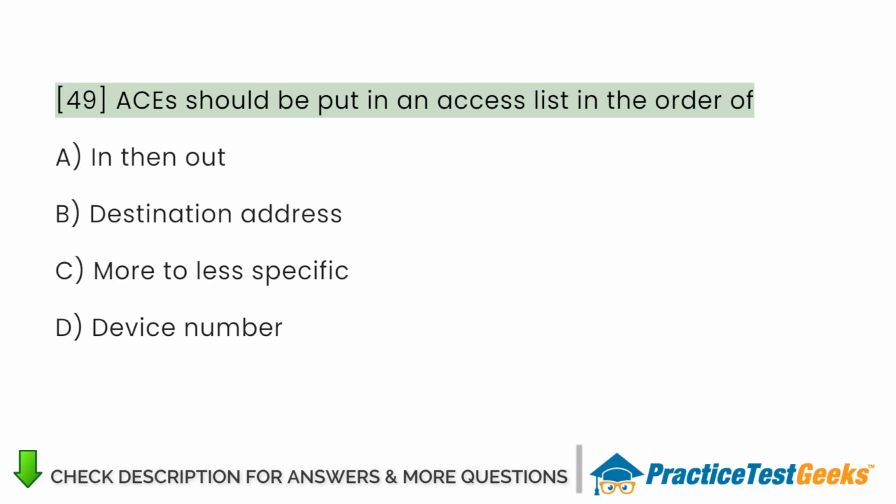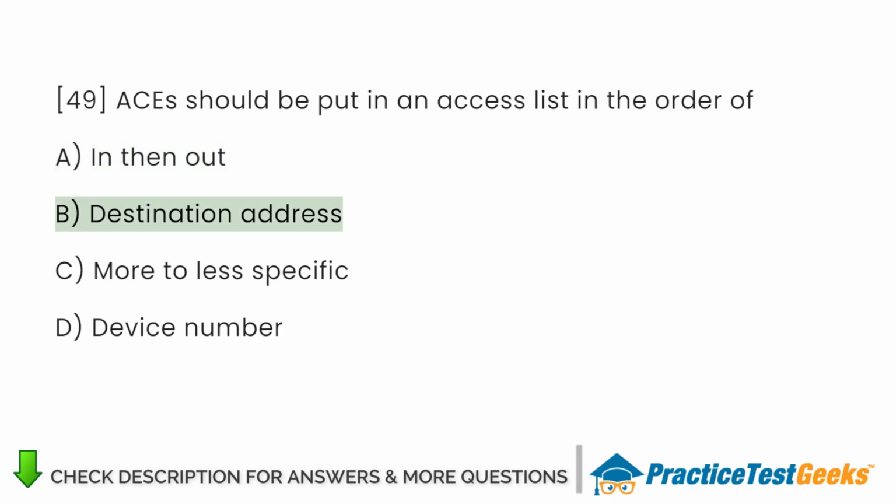ACEs should be put in an access list in the order of A. In then out. B. Destination address. C. More to less specific. D. Device number.